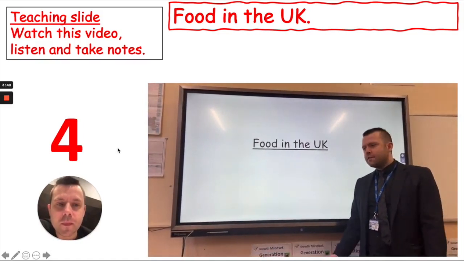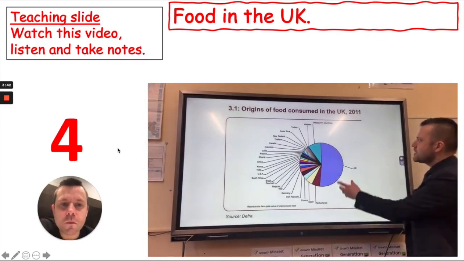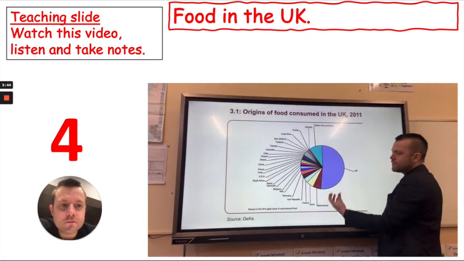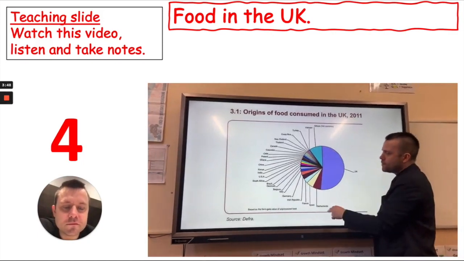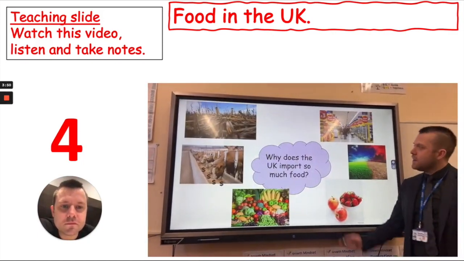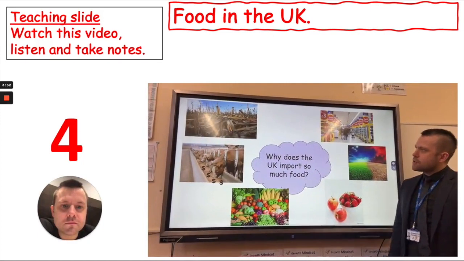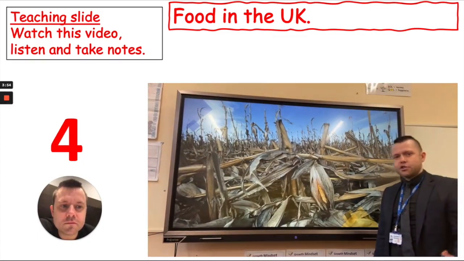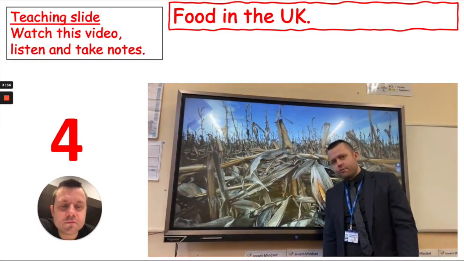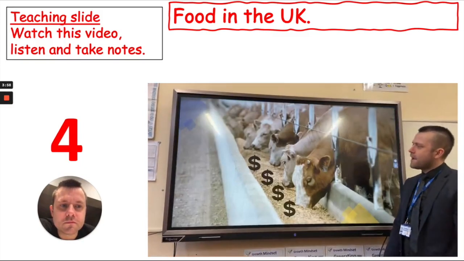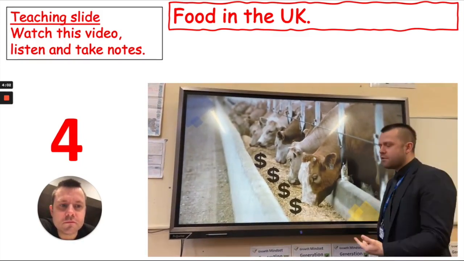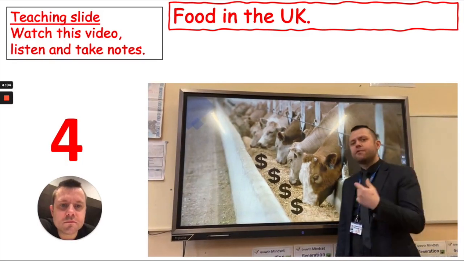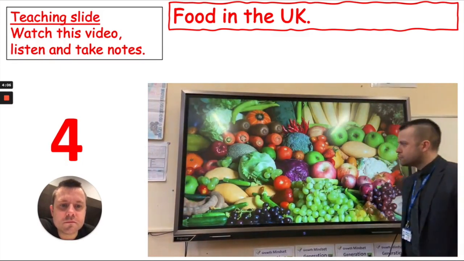Provision of food in the UK. If you look at this pie chart, you can see that just over half of the UK's food consumption comes from homegrown products, whereas the other half comes from elsewhere. Why does the UK import so much food? Due to the ever-changeable weather and potentially extreme weather in the UK, there is risk of crop failure. Secondly, the cost of farm labour and cow feed is very expensive in the UK, so it's cheaper for us to source our food from other countries.